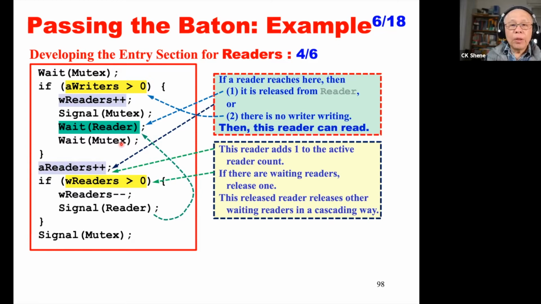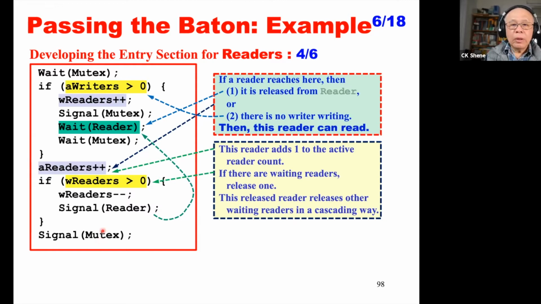Now, when this reader is released, it must reacquire the mutex, right? But the reader who signals this wait reader still has the mutex because it hasn't reached here yet. So this released reader, even though it is released, still cannot get the mutex until the releasing reader executes signal mutex.